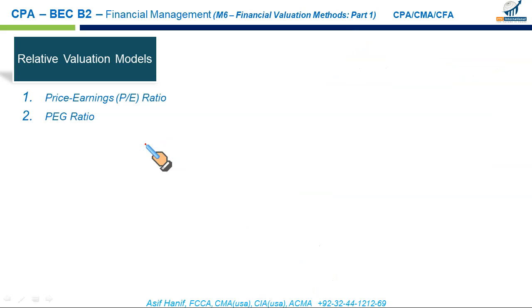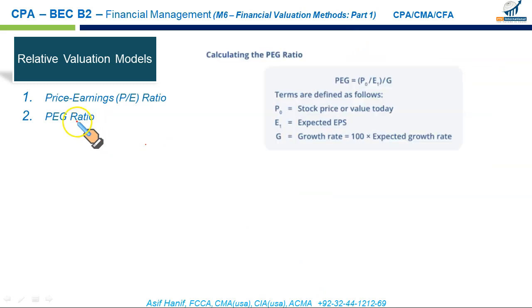Alright, the next relative valuation model is the PEG ratio. This is how it is calculated. PEG ratio is based upon the price earning multiple, but it brings in a new input, that is the growth rate. Now let me tell you something important.